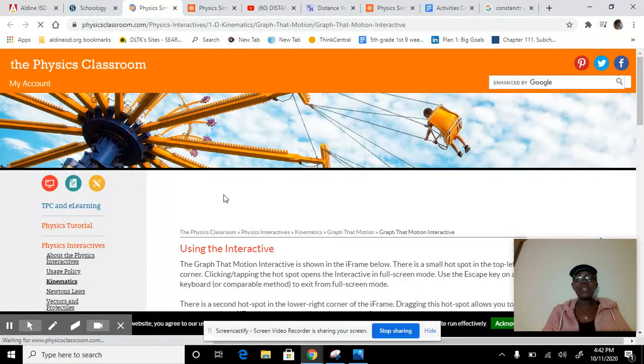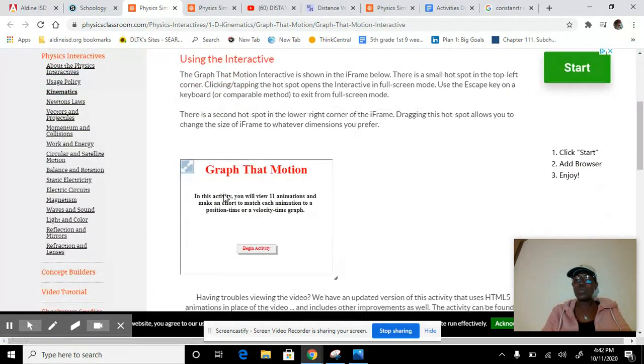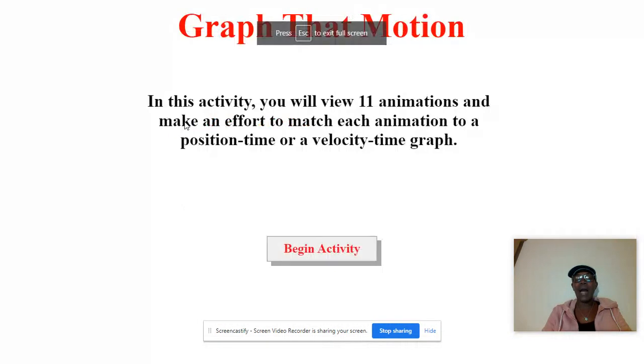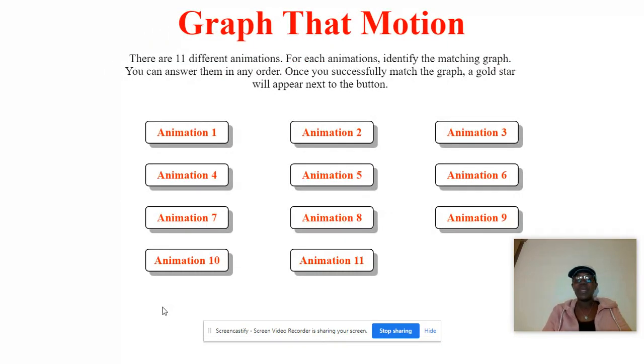The interactive assignment is not difficult at all. What you're going to do is click on the link in Schoology. It's going to take you to this page, which says Graph That Motion. When you get here, click on the blue box to go ahead and maximize it. Then begin your activity. There are 11 animations here. You do not have to do them in any order. Once you complete an animation, it's going to put a little check next to it to let you know that animation is done. Miss Manley is asking that you do at least 6 of the 11 animations. That's right, I said 6 of the 11 animations.